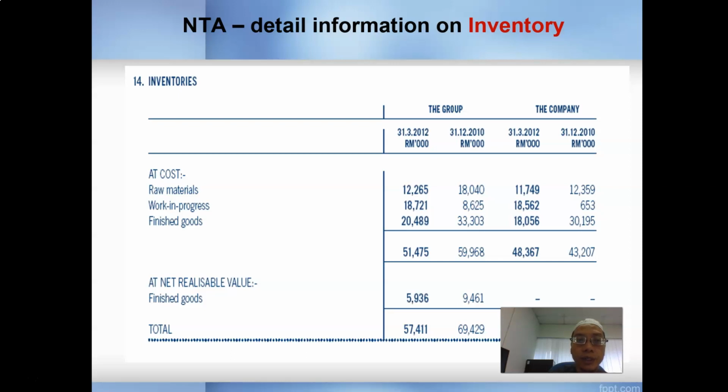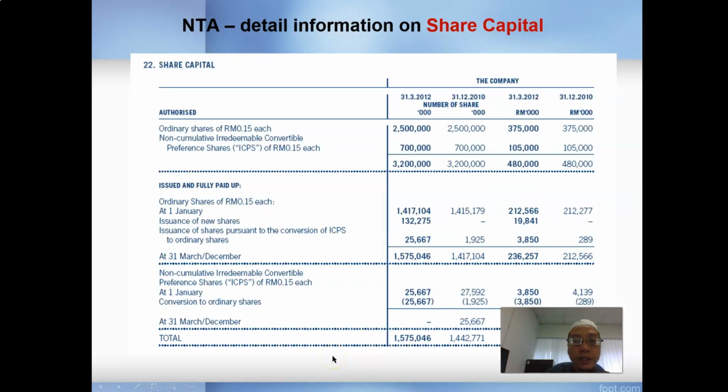In the notes to the accounts, it is also used to give out more detail for items that appear in the statements. For example, inventories. Inventories in this financial statement will only be shown as a one-line item, but in the notes to the accounts, the company is able to disclose more information. It will show here that this company has 3 types of inventory: raw materials, work in progress, and finished goods. And it will show the cost of these inventory, and it will also show the net realizable value of the finished goods.